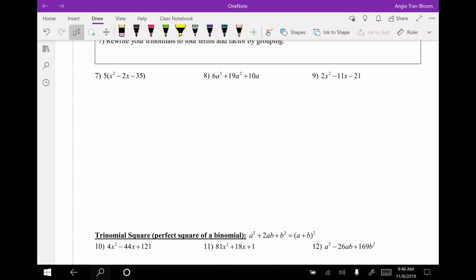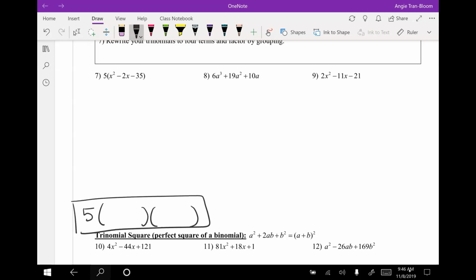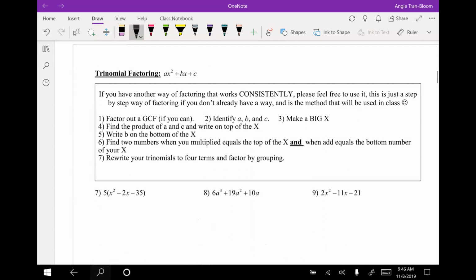All right. Number 7. Can you see that they were so kind? They already factored the GCF for you. Yep. So we don't have to check for GCF because they said, okay, I'm just going to help you out a little bit. So your final answer should have that GCF in the front. Okay. So this is what we're looking for. So it says identify your A, B, and C. So let's see where the A, B, C's are located. A, B, and C. Where is A located always? In front of x squared. Where's B located always? With the x. And then C is the constant.